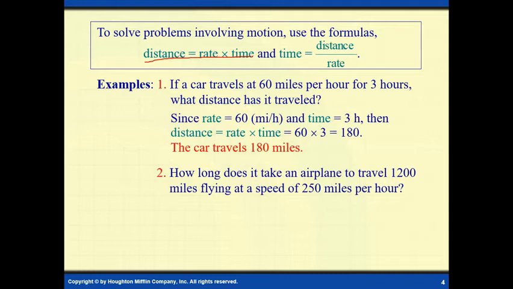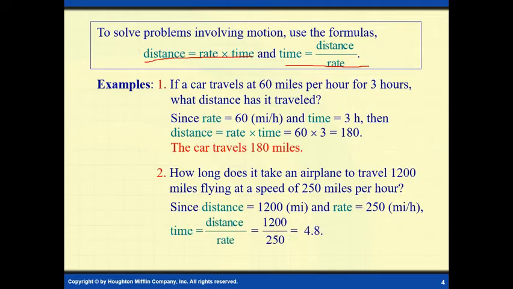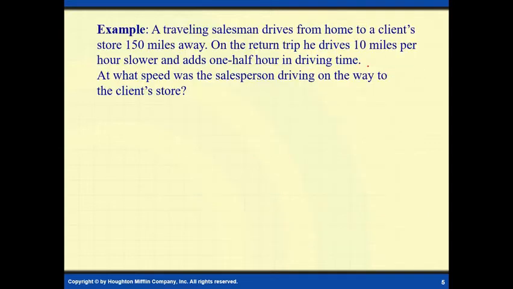How long does it take an airplane to travel 1,200 miles flying at a speed of 250 miles per hour? Now we're looking for time, so we're going to look at our second equation. So the distance is equal to 1,200 miles, and the rate is equal to 250 miles per hour. Time is equal to distance over rate, so we take the 1,200 miles divided by the rate of 250, and we get 4.8 hours for the plane to make its trip.